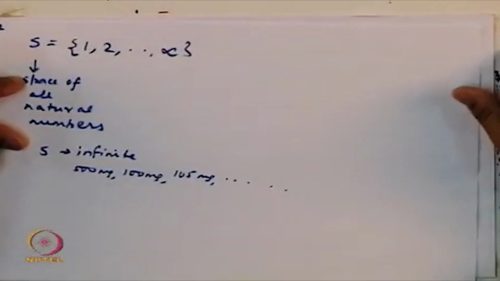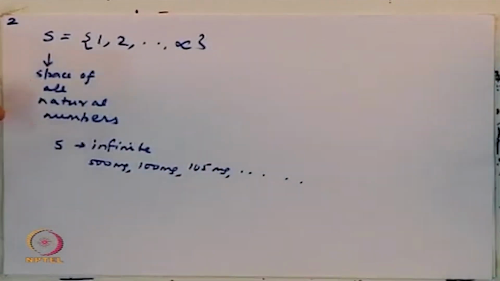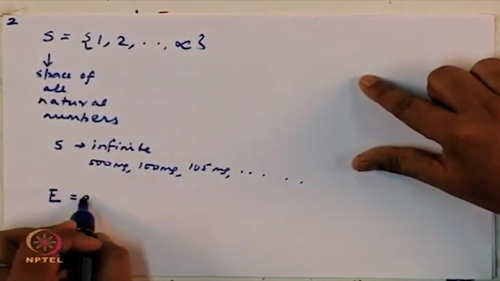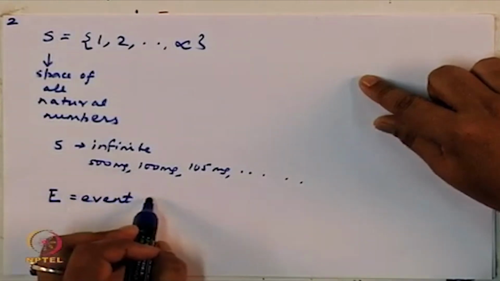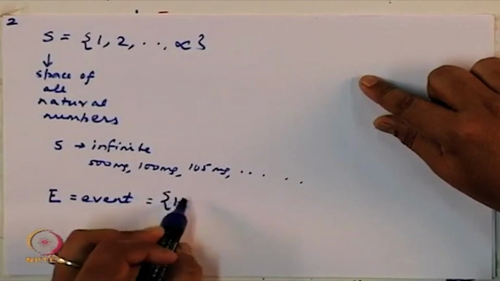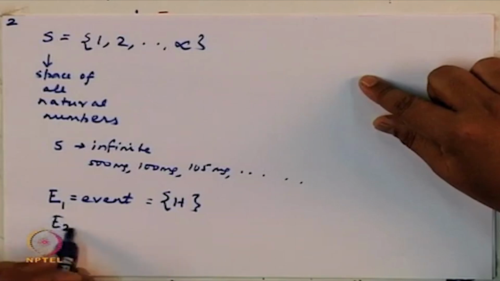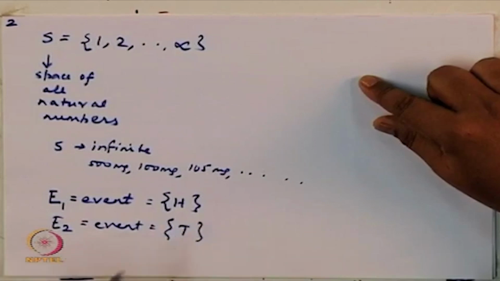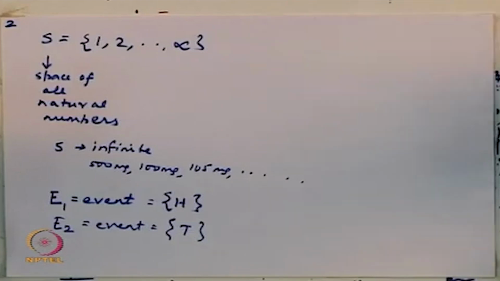Now, in the case of a coin toss problem, you can define something of interest to you, such as when a head appears. You can call E, short for an event, which is associated with one particular outcome. So my event can be simply H, which I can write as E1, and I can write another event E2 as a tail appearing. Now, let us go to the example of rolling a dice.